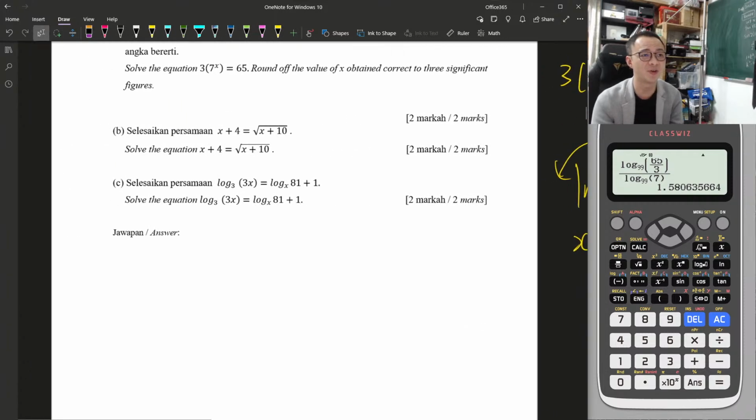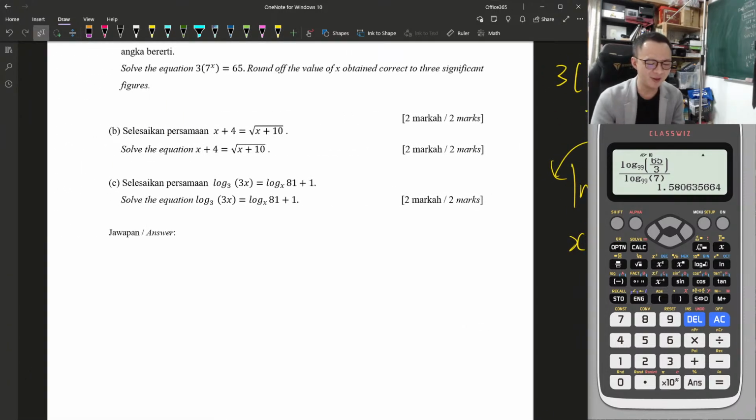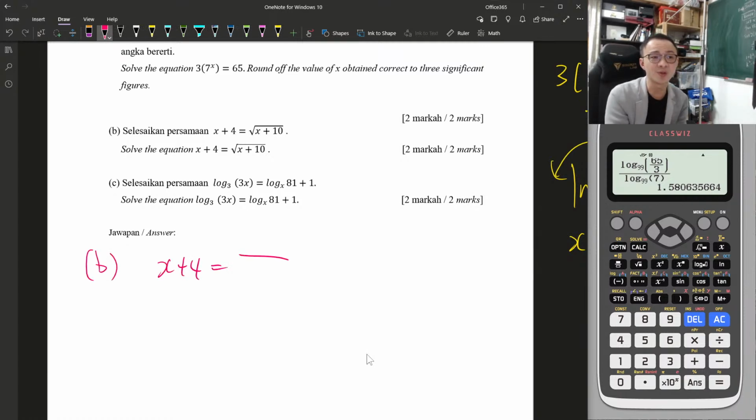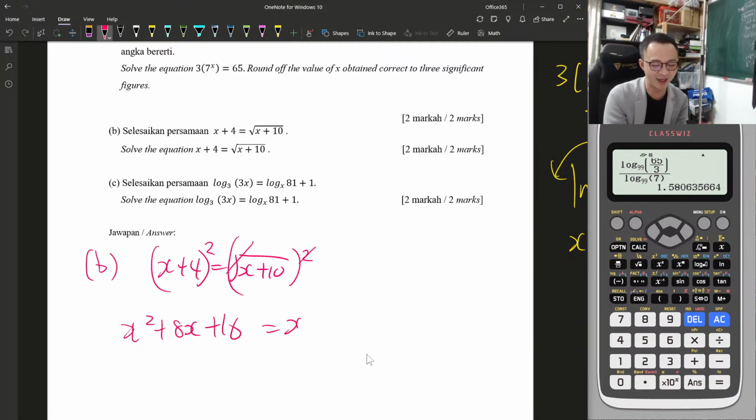It's quite straightforward. B is the quadratic. All right, it seems simple. x plus 4 equals to square root of x plus 10. So the first step is I will square both sides. If I square here, I will get x squared plus 8x plus 16. If I square here, I simplify, I get x plus 10. All right, move the x here, minus x, so we get 7x. I move the 10 here, minus 10, so I get 6.